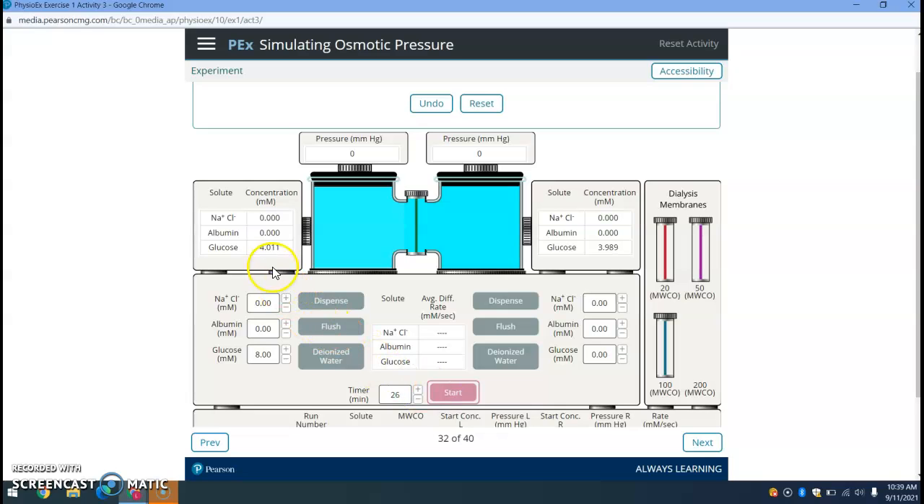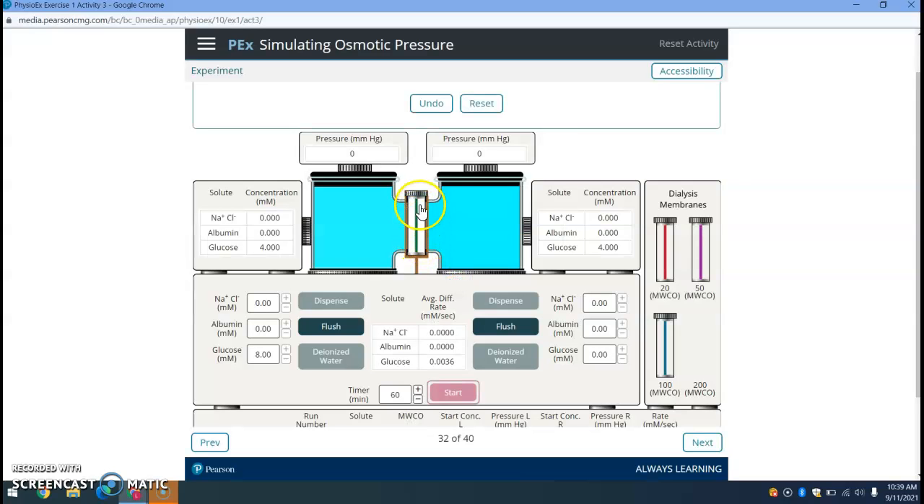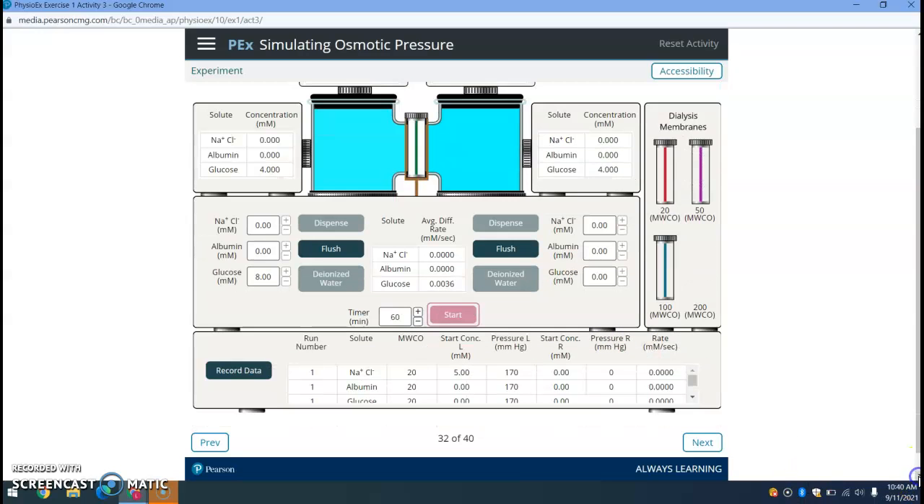And now, notice what's happening with the glucose. The glucose is moving through that membrane, and it reached equilibrium in 37 minutes, but that membrane has 200 molecular weight pores. So glucose must be larger than 100, but smaller than 200, because now instead of the water moving, the glucose is moving until both solutions have reached equilibrium. So I'm going to hit record data and then flush both sides.